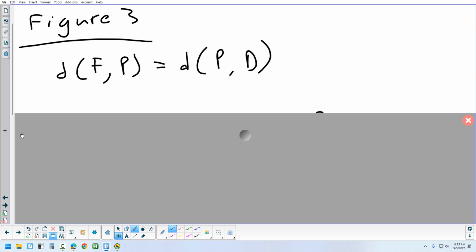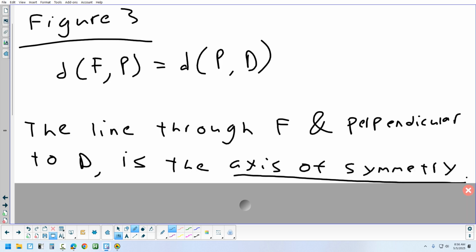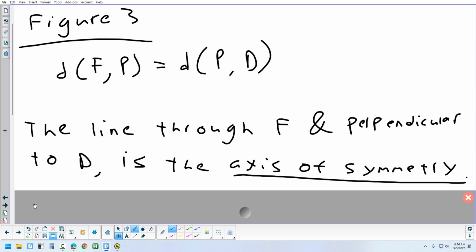All right, so now I'm going to go through all the vocabulary, the different terms for things. If you draw a line through your focus and perpendicular to the directrix, that is called the axis of symmetry. So if you had a parabola like that, by the way, there are 4 different kinds of parabolas. They can open up, down, left, or right. Those are the 4 ways they can face. This particular one opens up.